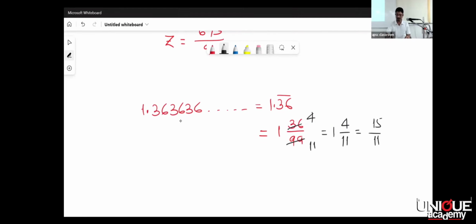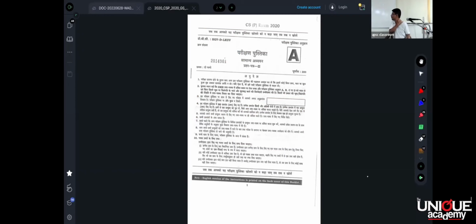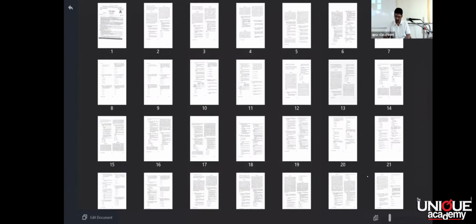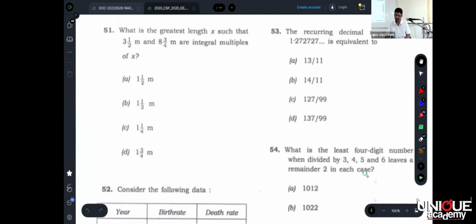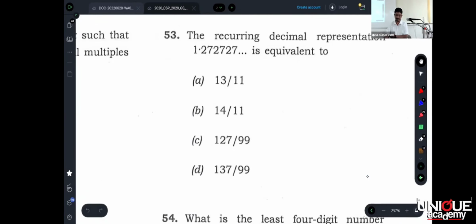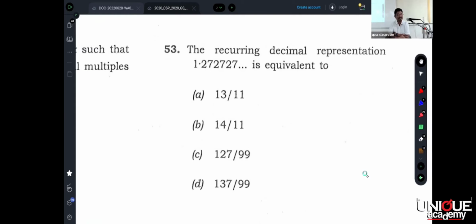Here, all of you are getting the question paper from 2020. Question number 53. We have the recurring decimal representation 1.272727 recurring is equivalent to the same question. Okay, try to get the same. All of you present here are getting the correct answer. Online friends, you are also getting the same correct answer.